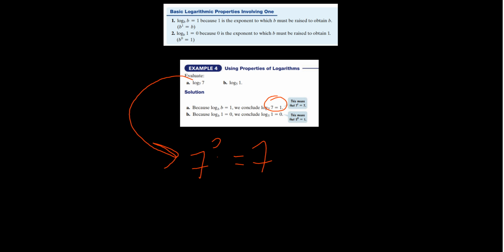Okay. Next up, we have log base 5 of 1. Well, we would say 5 raised to what power is equal to 1? Well, there's only one power that will give you that, and that is 0. And of course, we see that here. So those are two basic logarithmic properties, because, well, they're pretty basic. We're talking about ones and zeros here.